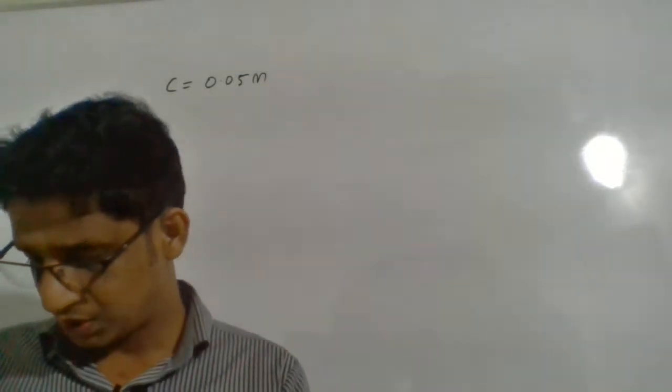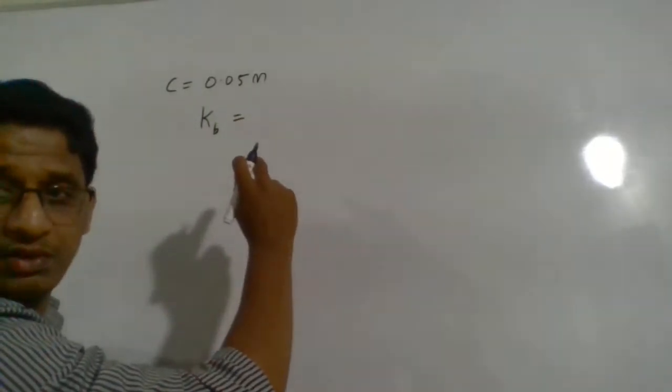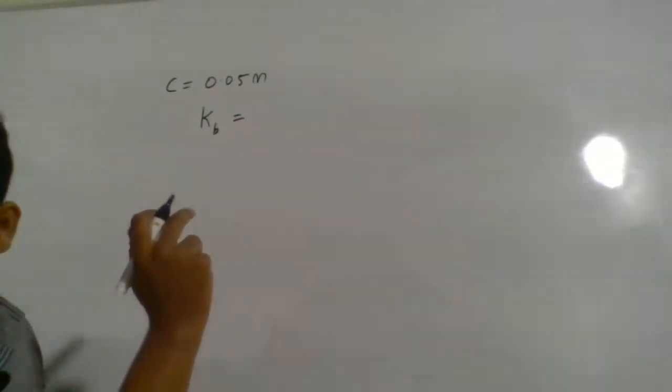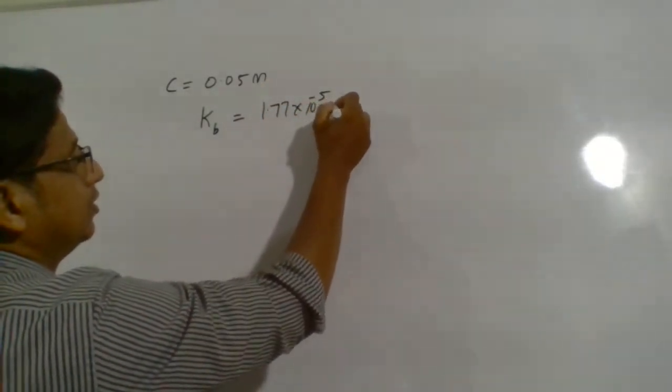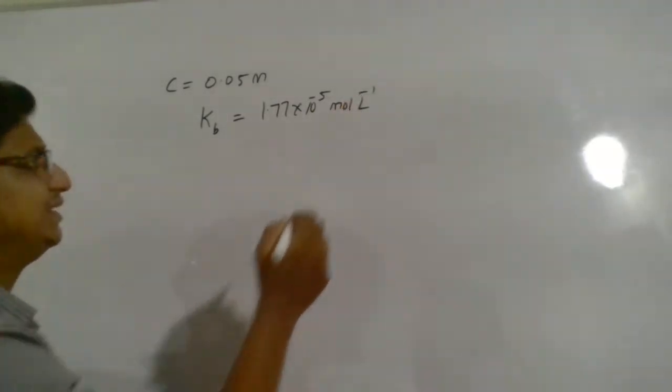So now let me write the data. What data is given? They asked you to find the pH, and they gave the concentration, C is equal to 0.05 molar. That's the concentration of ammonia. Remember, ammonia solution is basic in nature. And for the ionization constant, you have to write Kb because B stands for base. Kb is given, it is 1.77 into 10 raised to minus 5 mole per liter. So these are the data they gave.